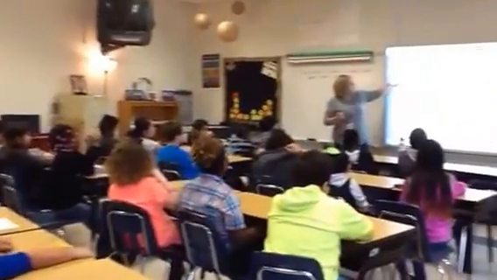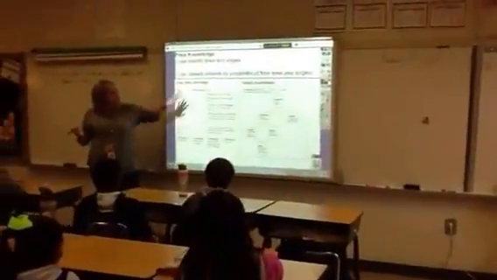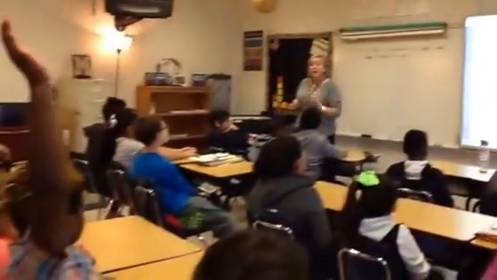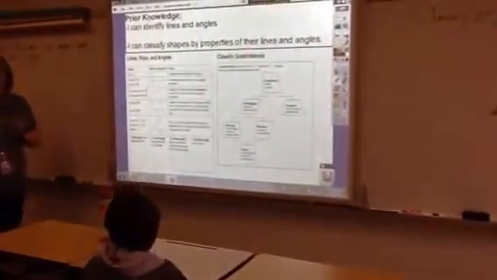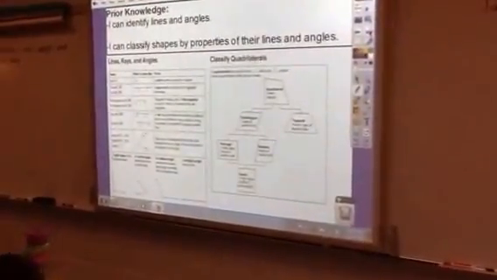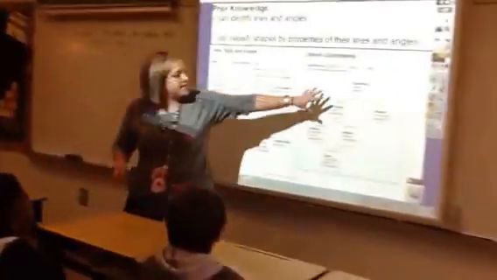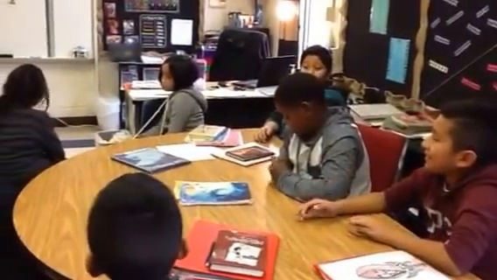Now, we have learned how to classify shapes by properties of their lines and angles. Okay, when you classify something, what are you doing? Raise your hand. What does classify mean? Aiden? You name it. No, that's identify. Look at this. This is classifying. What do we do here?